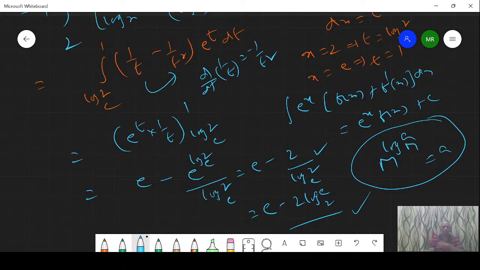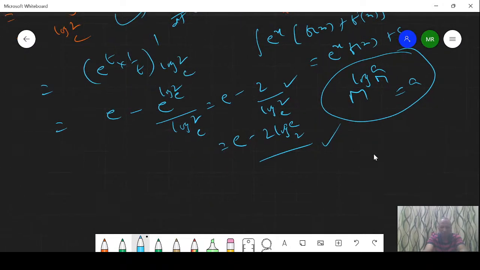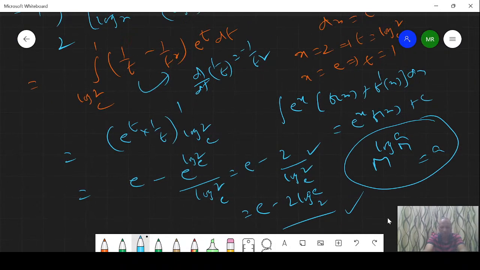This is an important model. I hope you understood this. If you have any doubt, you can ask me and I can explain. Just the concept is that.